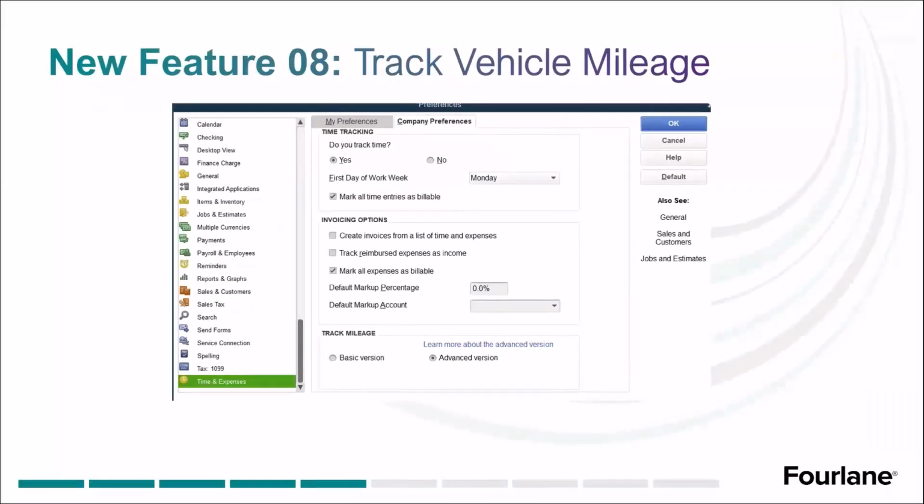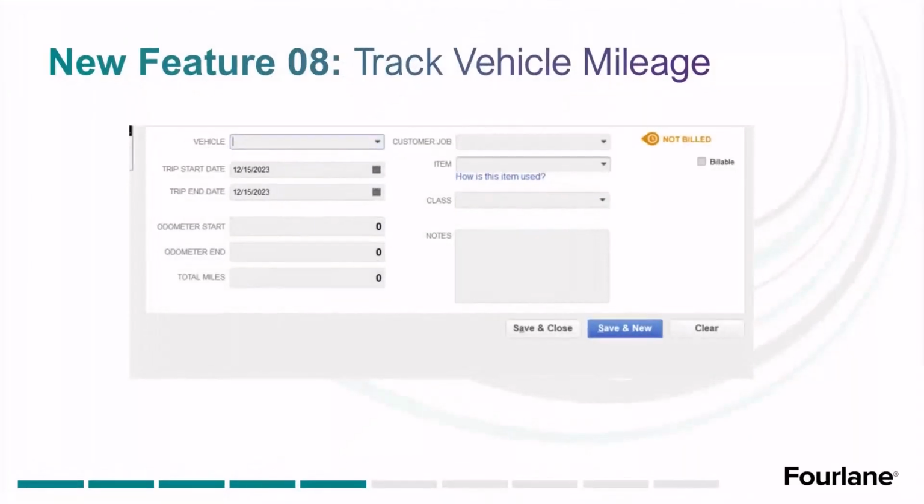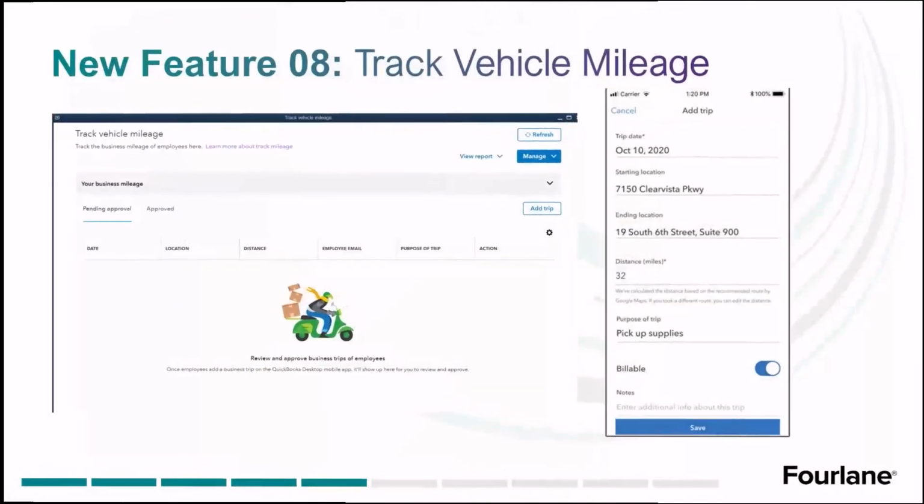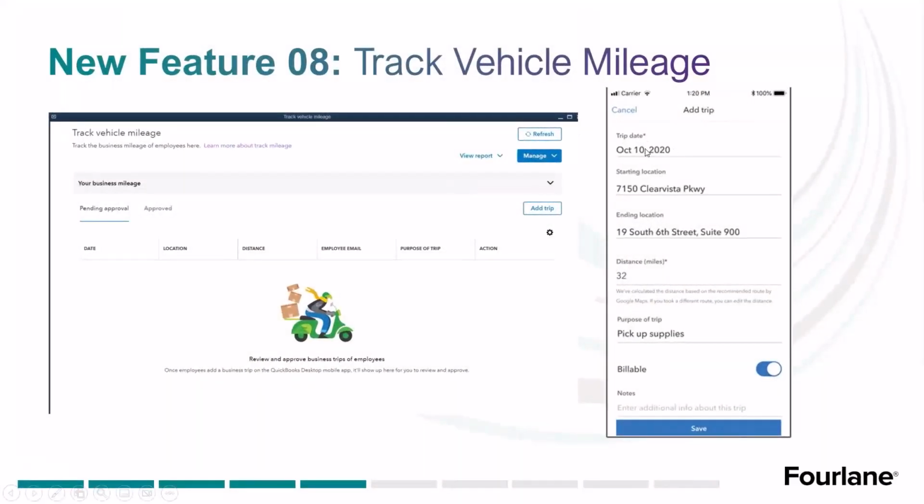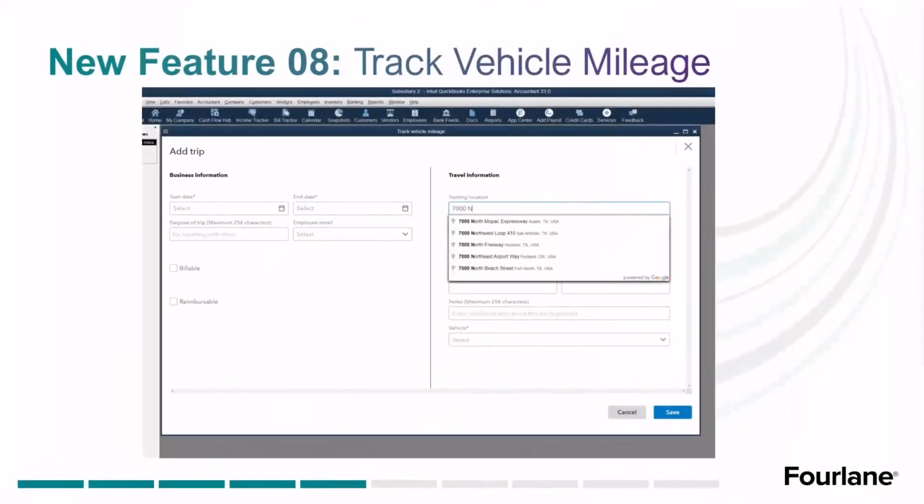What it looks like on the device is right here. The same thing: trip date, starting location, ending location, the distance, purpose of the trip, is it billable or not. And then it'll come into your file and you can approve it or reject it. It's a pretty cool new feature. I don't know how many people track mileage in here.